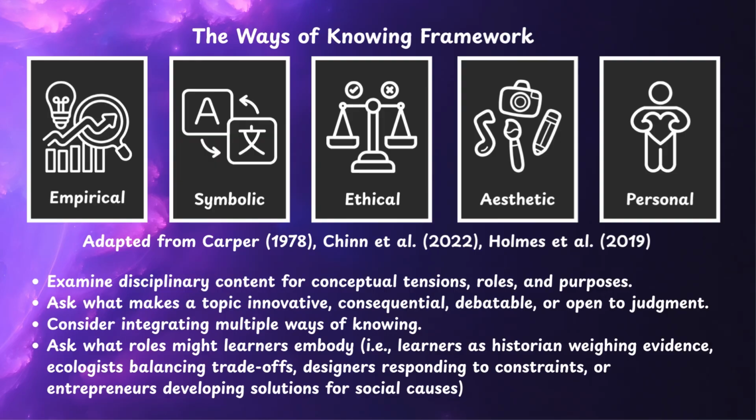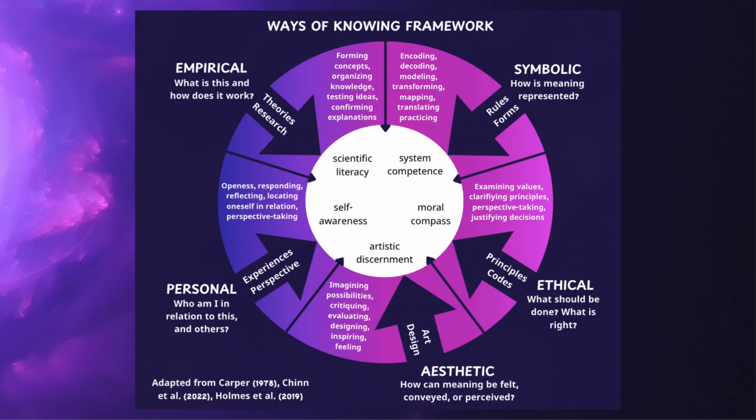Next, I briefly introduce the Ways of Knowing framework and explain how it supports creative CLILing in lesson planning. In this framework, understanding is constructed through multiple ways of knowing: empirical, symbolic, ethical, aesthetic, and personal. Each way of knowing is associated with a guiding question that helps teachers and learners engage with content in different ways. The empirical way of knowing asks, "What is this, and how does it work?" The symbolic way of knowing asks, "How is meaning represented?" This includes language, math, programming, or other system learning.